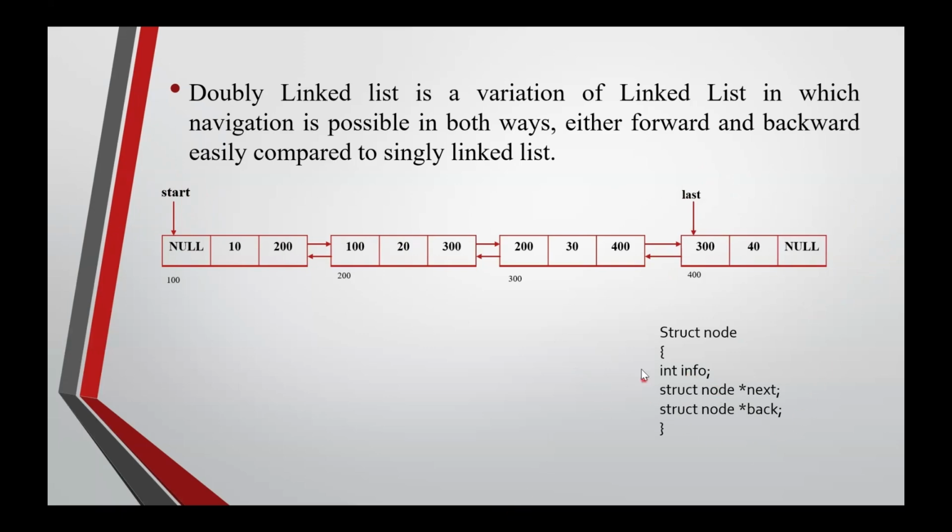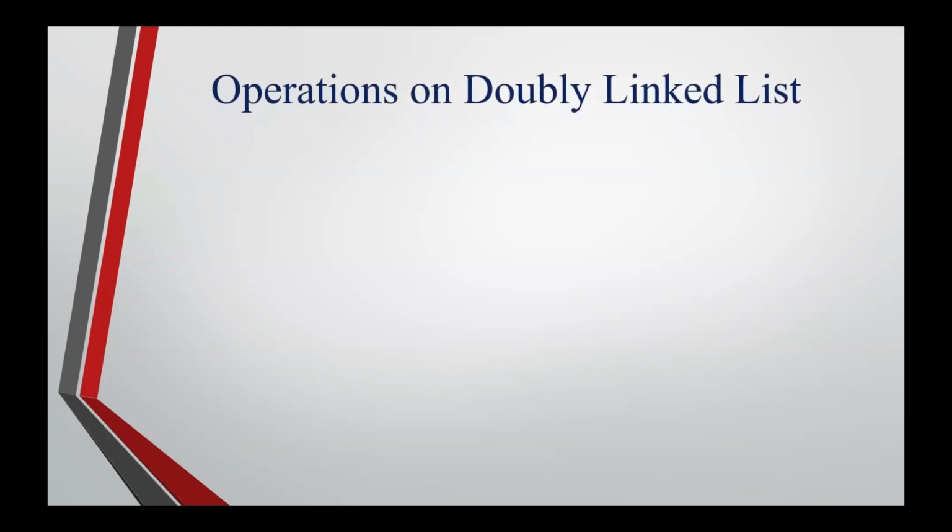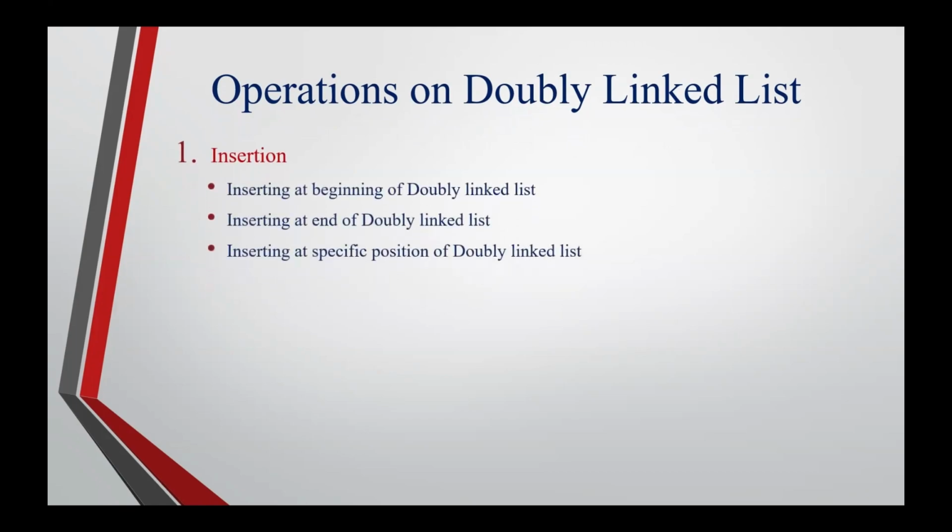So this is the structure declaration for the node in the C language, because we are going to implement it in C. The structure node consists of three elements. First one is the information and the remaining two are pointers. The pointer next points to the next node, and back points to the back node. Next we have to know what operations are performed on the double linked list. Same as the single linked list, but in a different way. Insertion, same here.